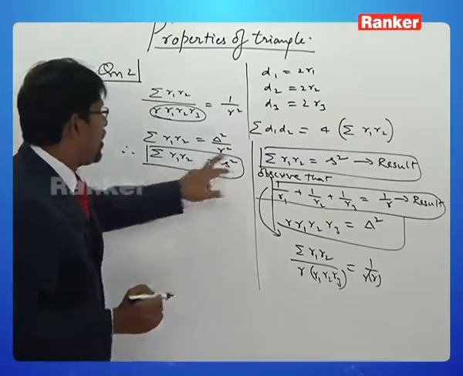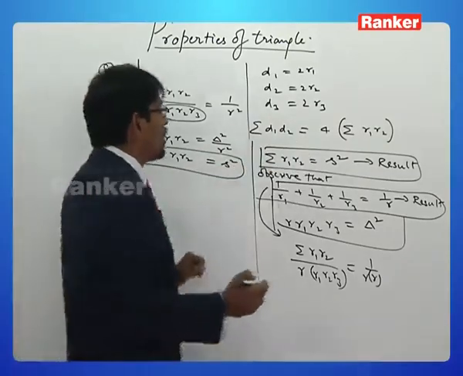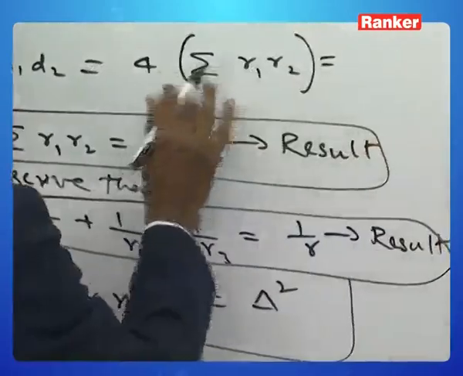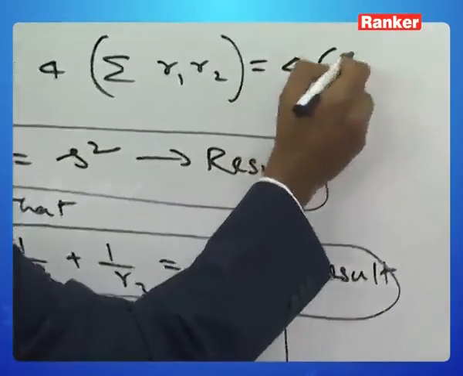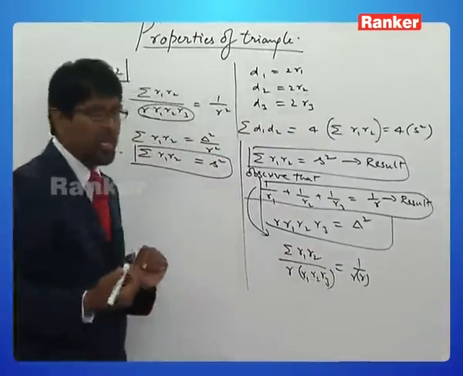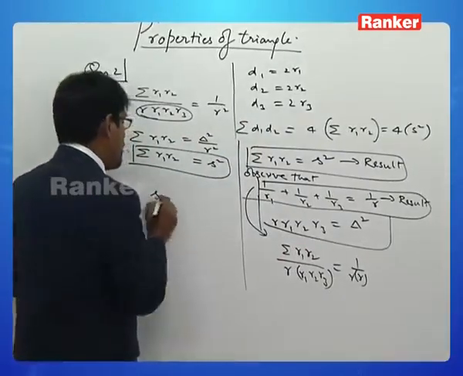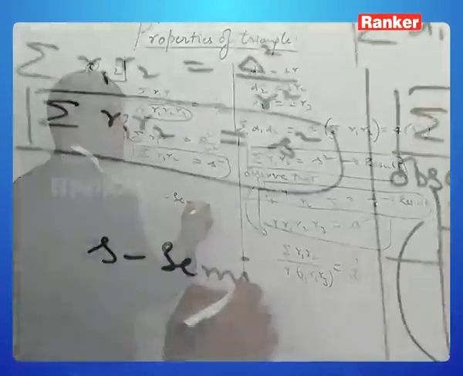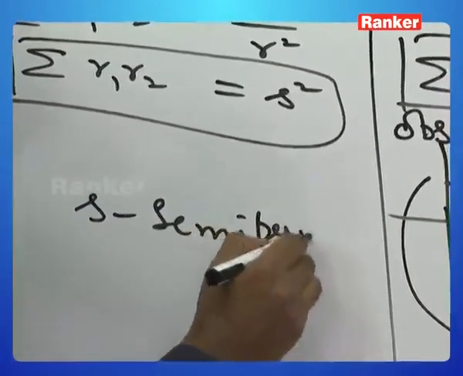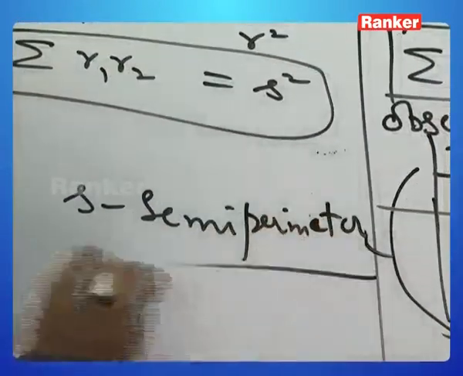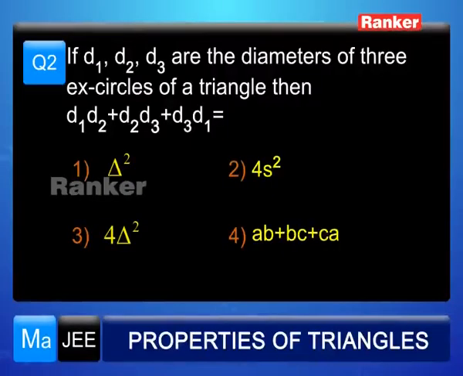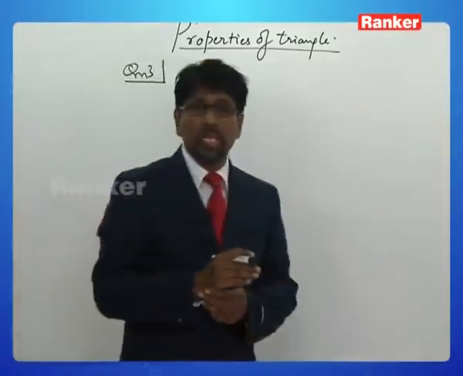So here, what is sigma D1 D2? That comes out to be 4 into sigma R1 R2, that is 4 into S square. What is S here? S being the semi-perimeter. Therefore, clearly option 2 is the right answer. Let's move on to the next question.